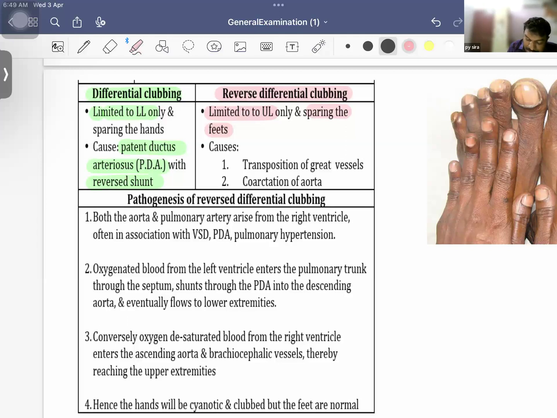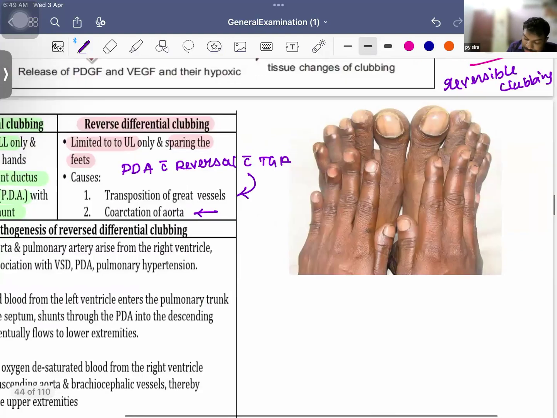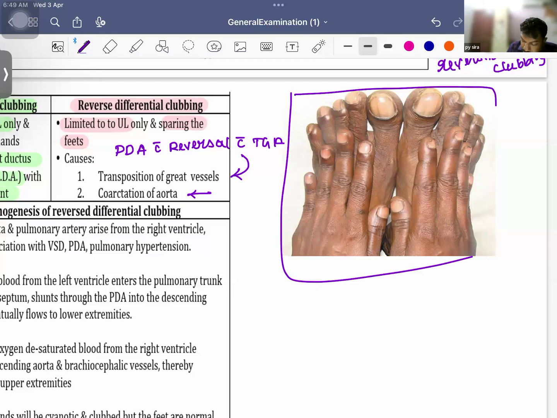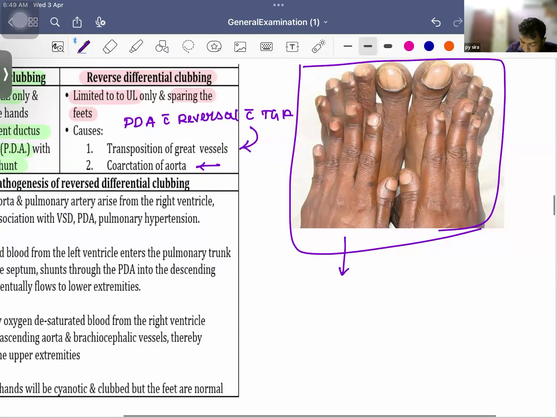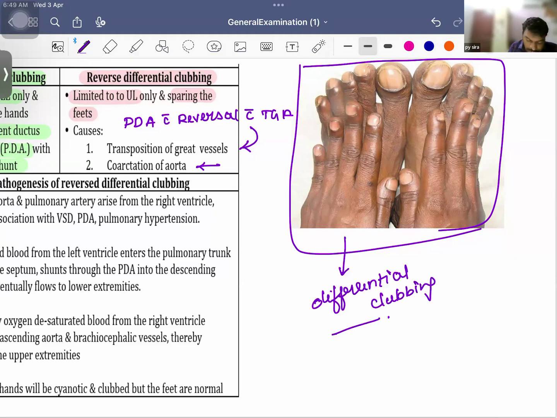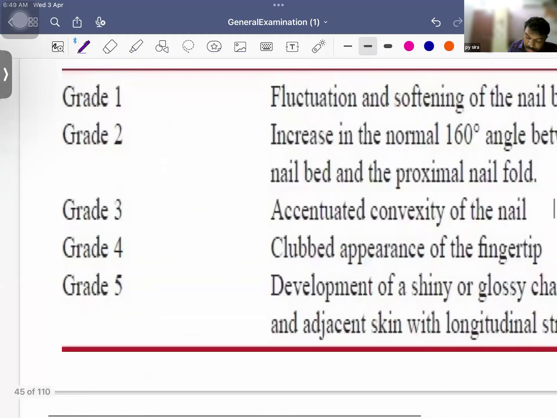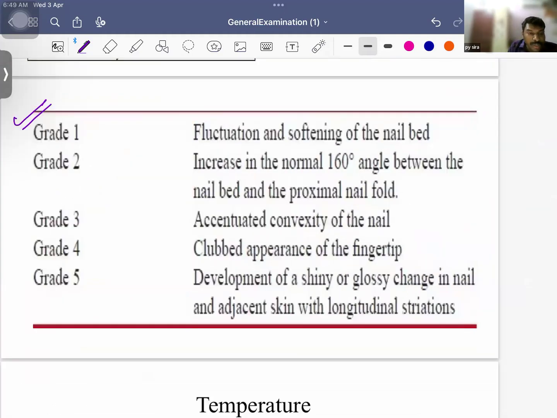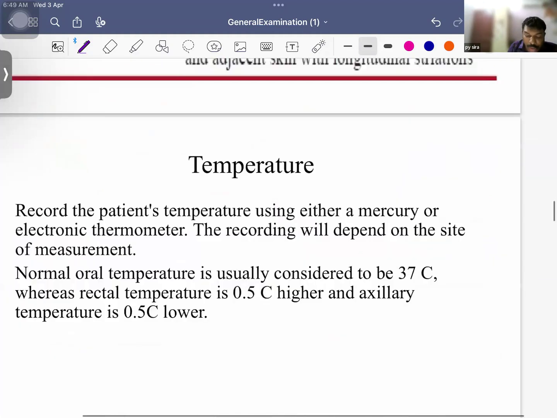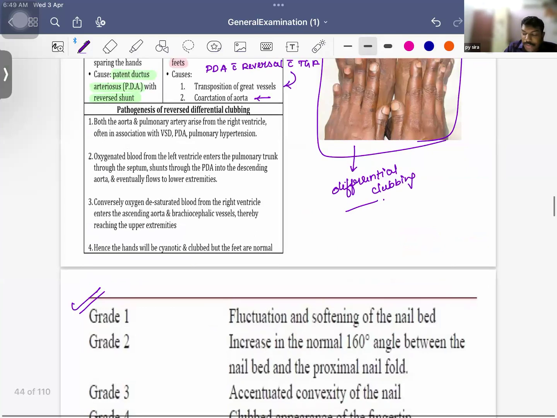It is usually seen in PDA with reversal, with transposition of great arteries. You can also see it in coarctation of aorta. This example, this picture, can be kept in the exam, and this picture indicates differential clubbing. Very important. They also have the clubbing grading here, a very important clubbing grading. So these are a few things about clubbing, and clubbing is very important for your exam.